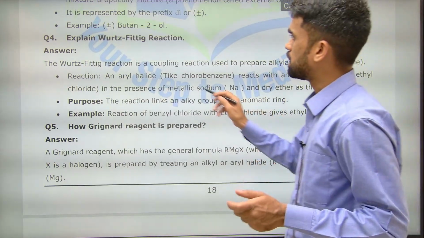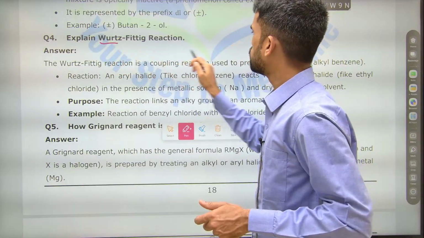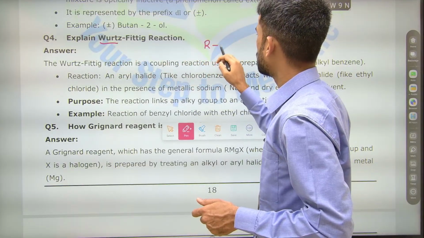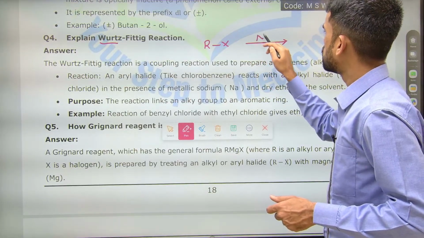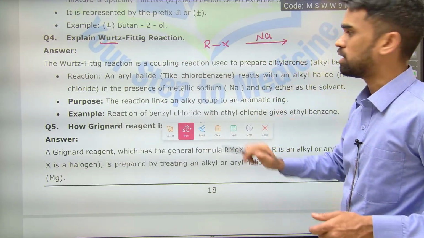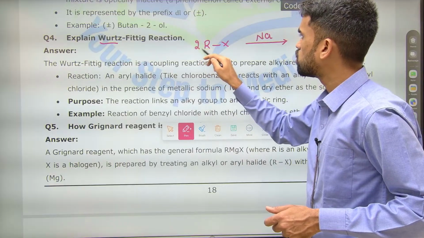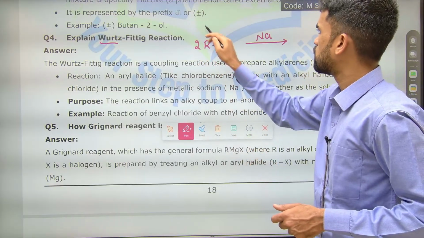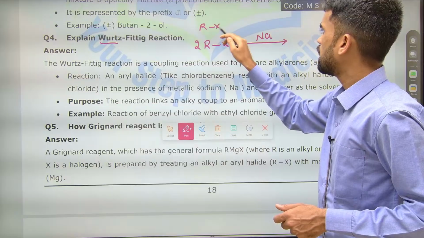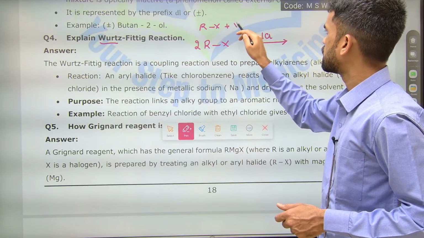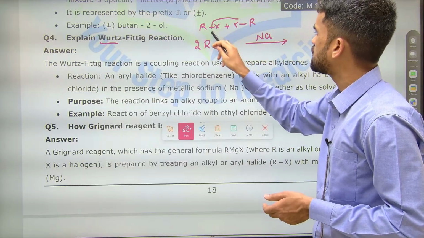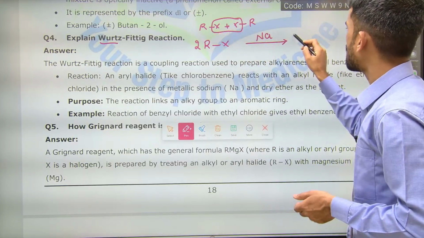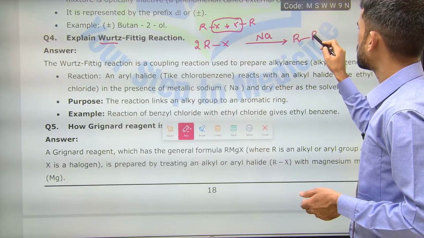Just follow me. When they say Wurtz reaction, you need to take alkyl halides. What you need to take? Alkyl halide. And you need to treat this with sodium metal. So let us say you are taking 2 moles of this alkyl halide. So this is one alkyl halide, and similarly one more alkyl halide you are taking, like this. Now you just remove these halides. So what is the remaining part? R-R now. So that's it. This kind of product is formed.